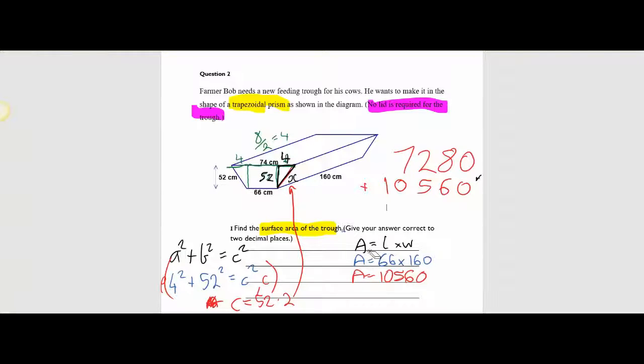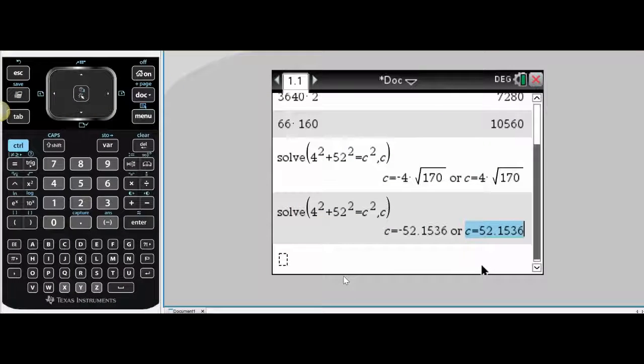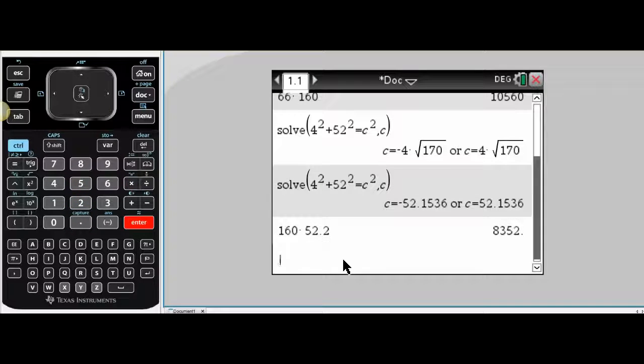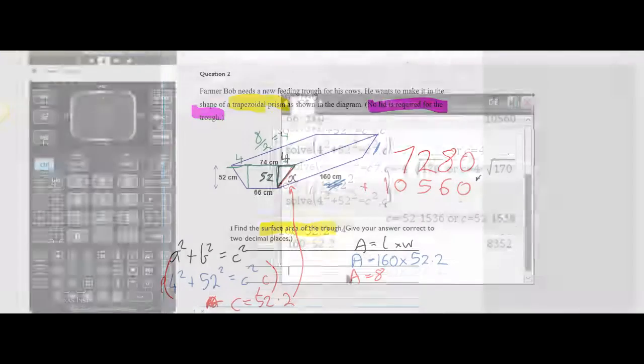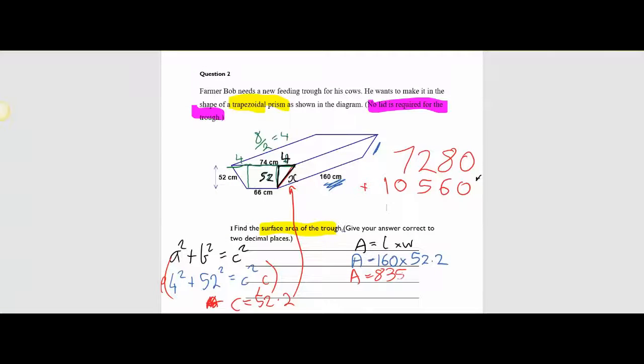Now that we know that, we can work out the two rectangles with one of the side lengths 60 and the other side length 52.2. So we go area equals 160 times 52.2. Let's put that into our calculators. So 160 times 52.2, that's 8,352. So the area equals 8,352. And we know that that's one side, so we need to work out the other.